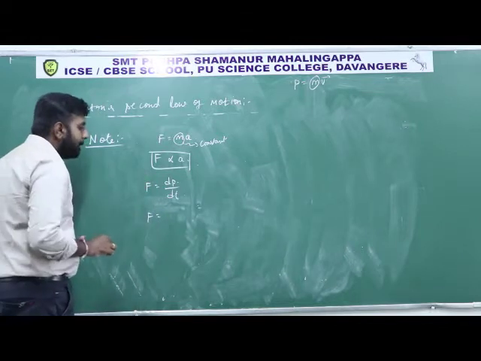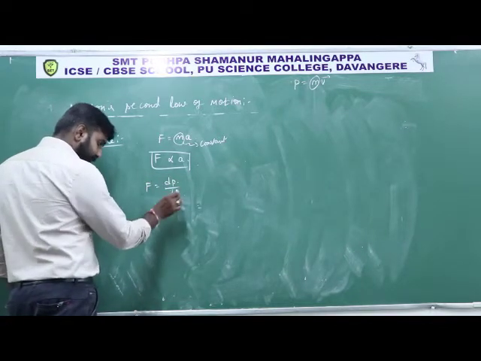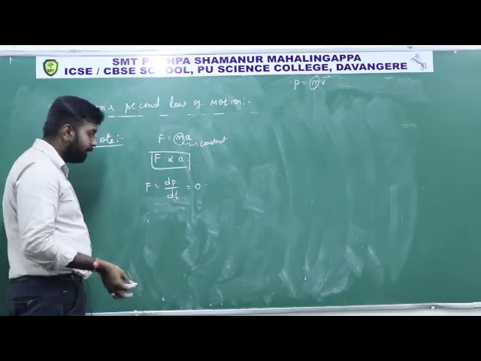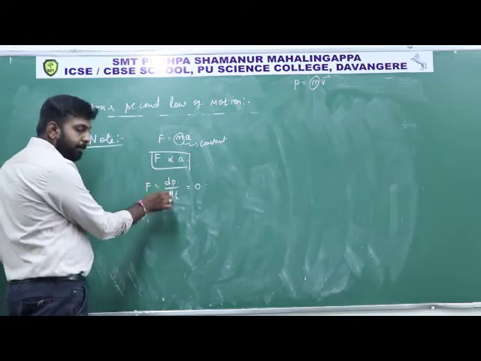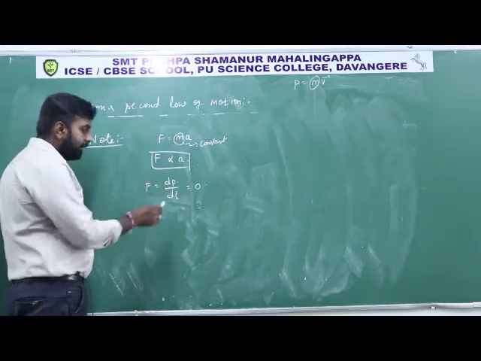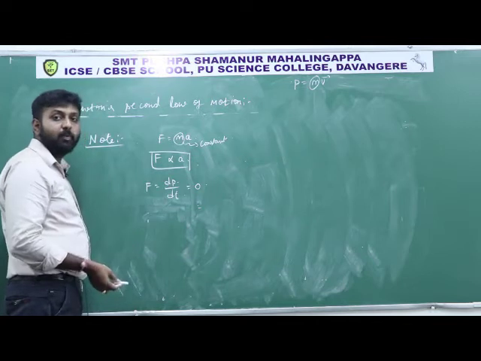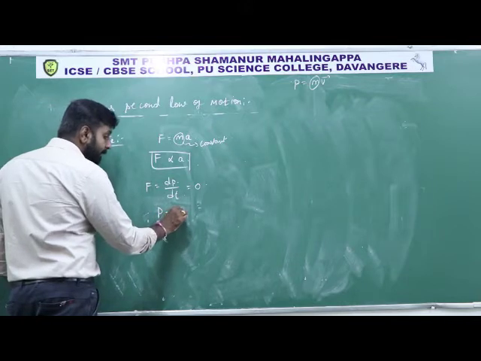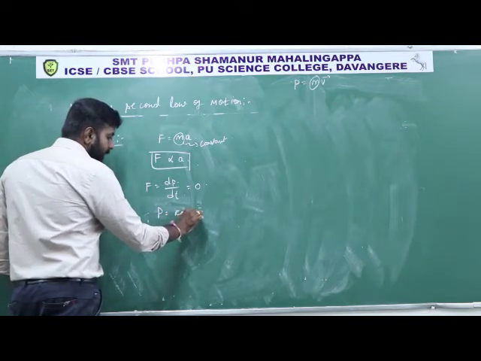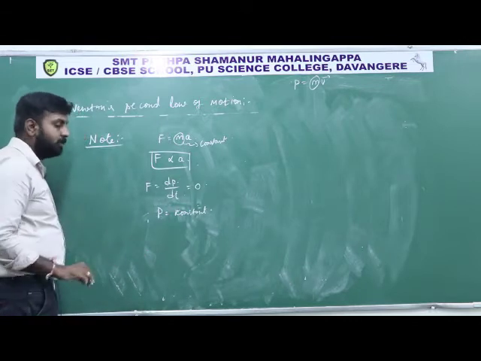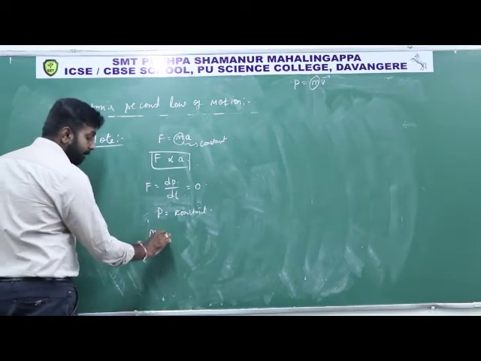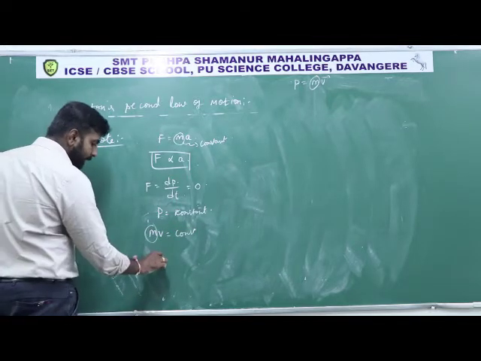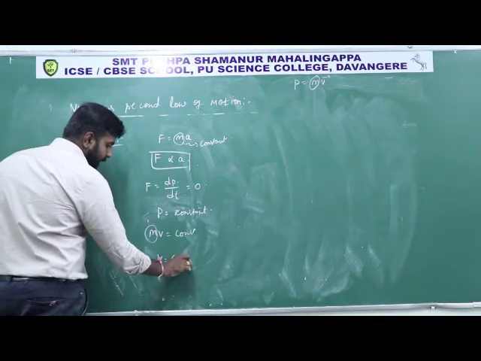If the force acting on an object is 0, it means dp by dt, the rate of change of momentum, becomes 0. Rate of change of momentum becomes 0 means the momentum remains constant. So momentum will not change. Momentum is defined as m into v, which is constant. If mass is also constant, we can consider velocity remains constant.